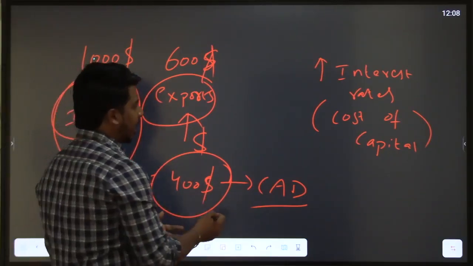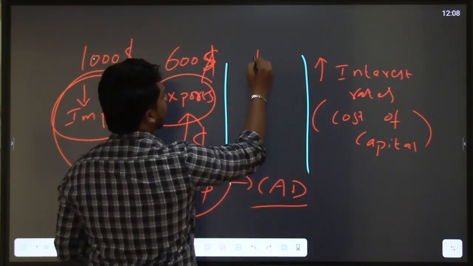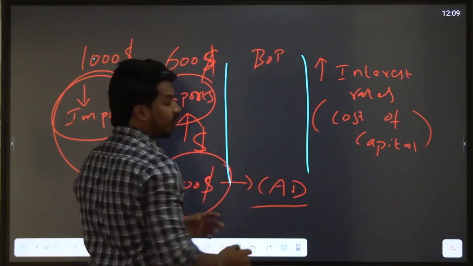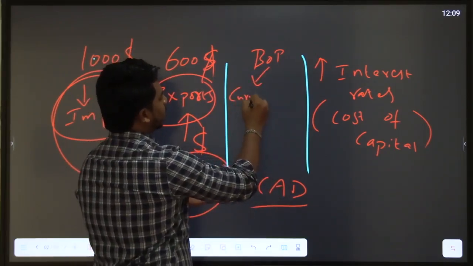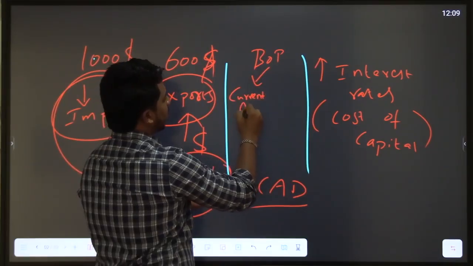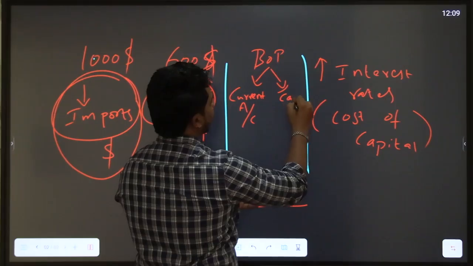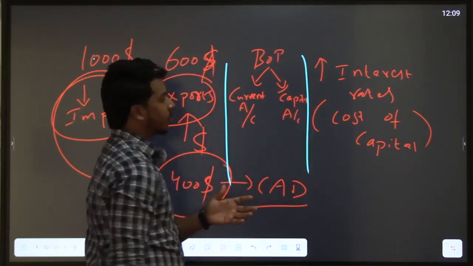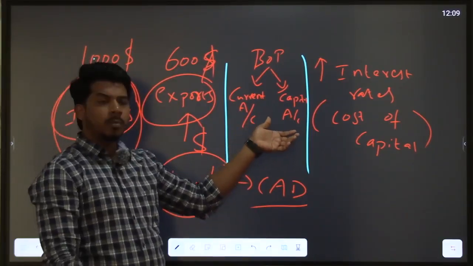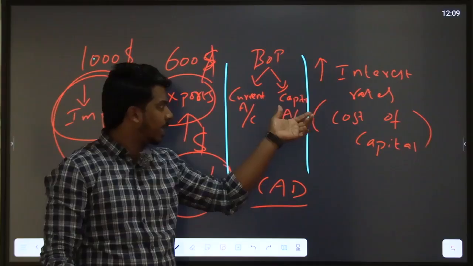There is something called capital account. We know there is something called capital account under balance of payment. So under balance of payment, all of this we have seen in the first class also, we have current account and we have capital account. So investments from other countries, loans from other countries come under capital account.